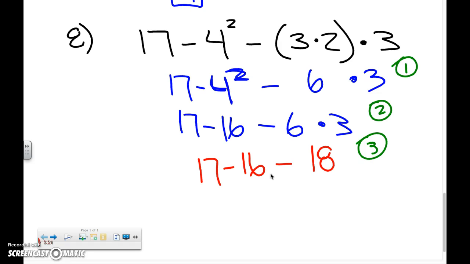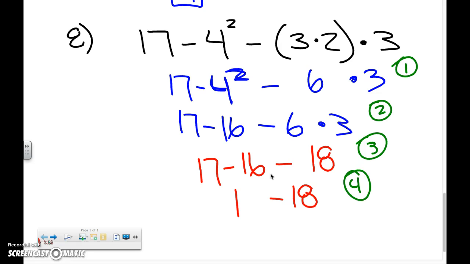What do I do next? Katie? Why? So we have 2 subtraction problems in here. Because we have 2 subtraction problems, we know subtraction loves itself, right? So then you go left to right. So the first subtraction problem is 17 minus 16, which gives us what? 1. So we got 1, and we fill in the rest of the problem. Minus 18. By the way, that's the 4th point on this problem.